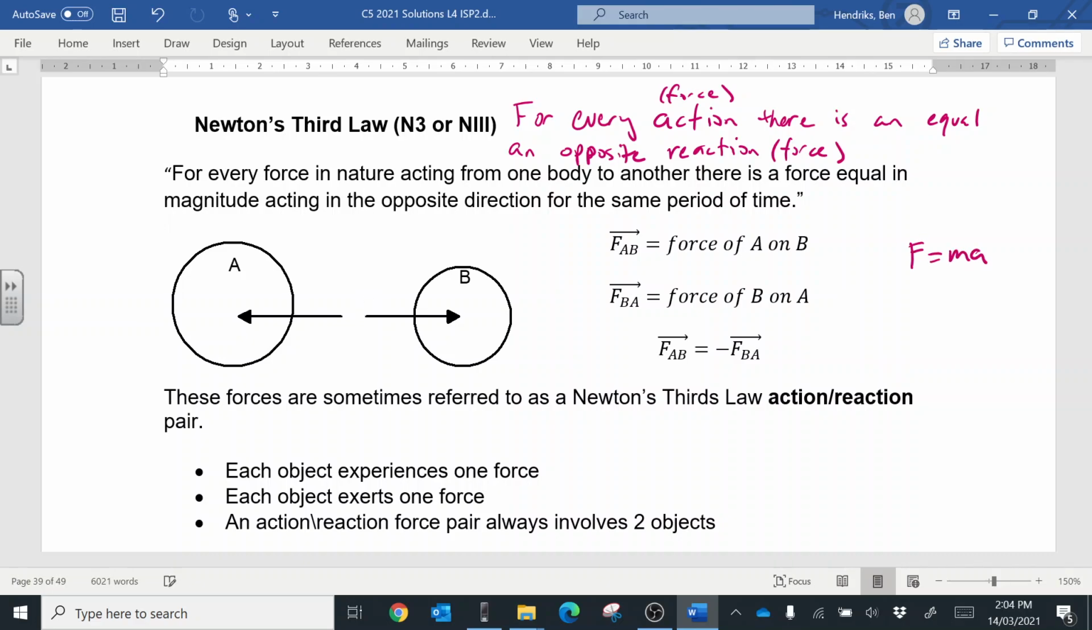So it may look like one object is experiencing a bigger force than the other, but it just might be that A has a larger mass, and so the acceleration that A experiences will be smaller than B, which has a smaller mass but a larger acceleration. But what they find is that the forces are equal, but they act in opposite directions, as shown here by the maths. So the F of A on B, that's what the little subscript stands for, is equal to negative the force of B on A.